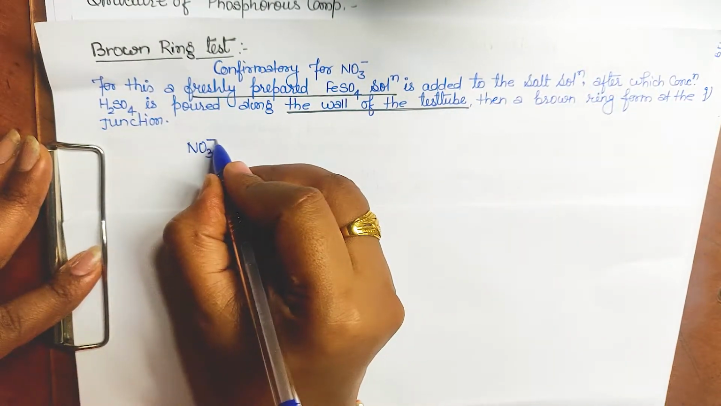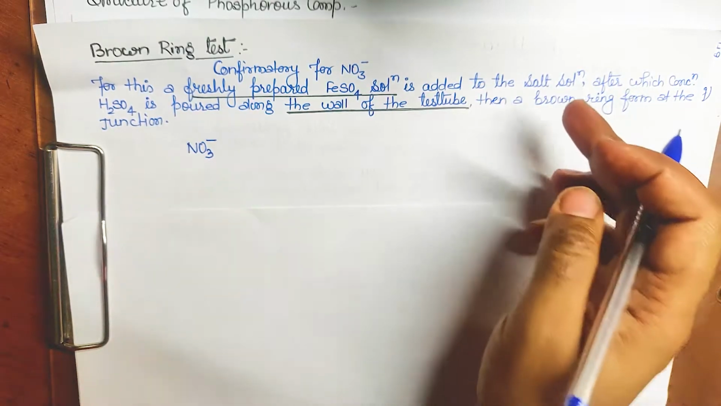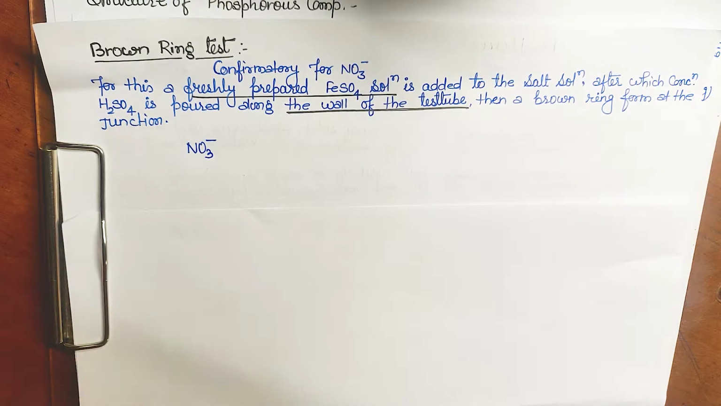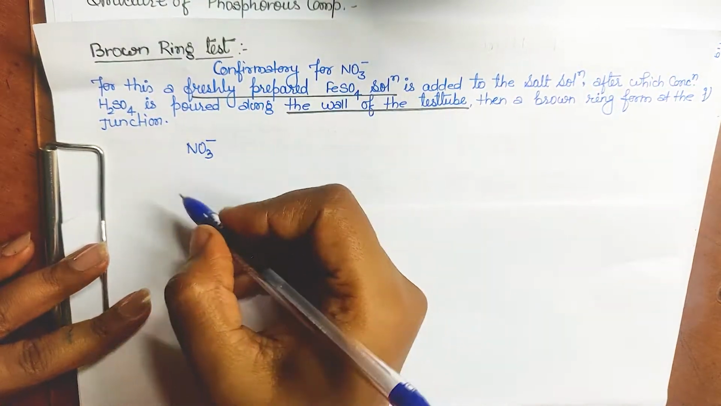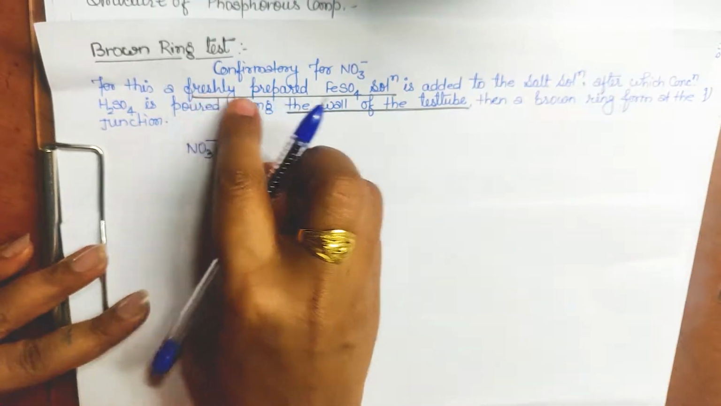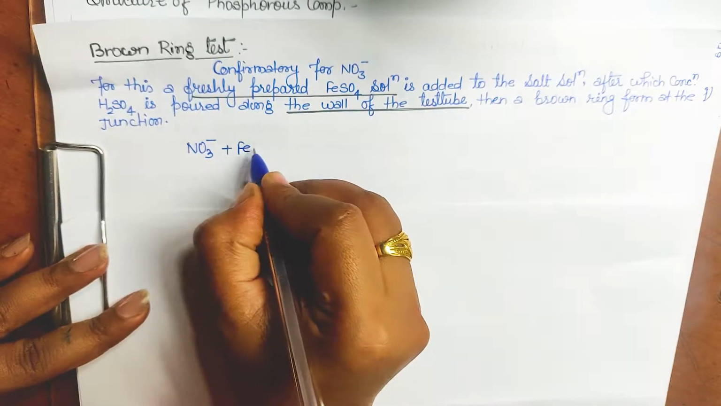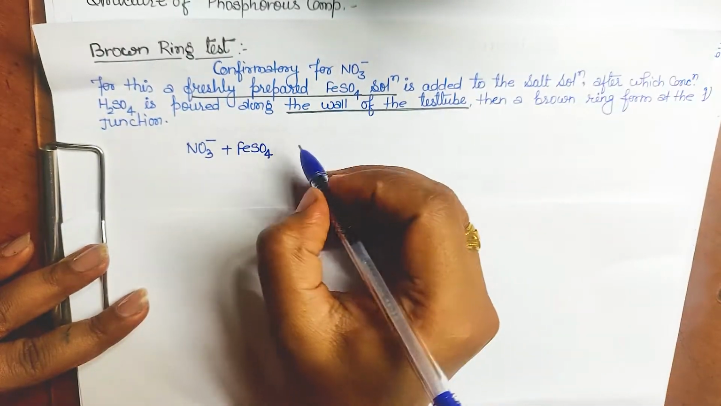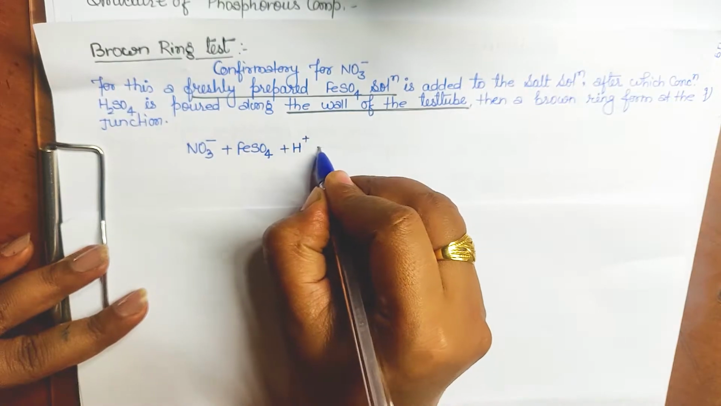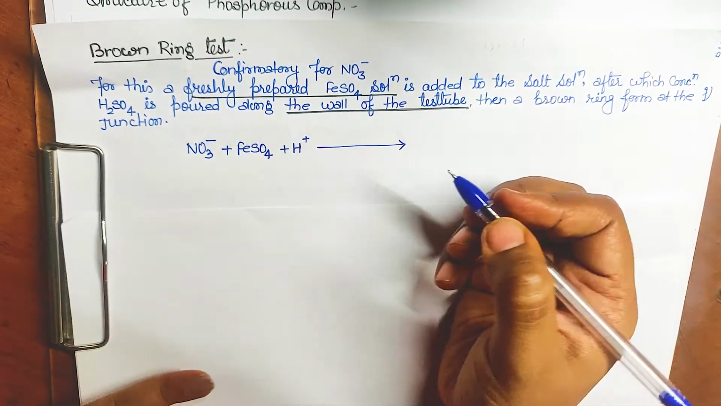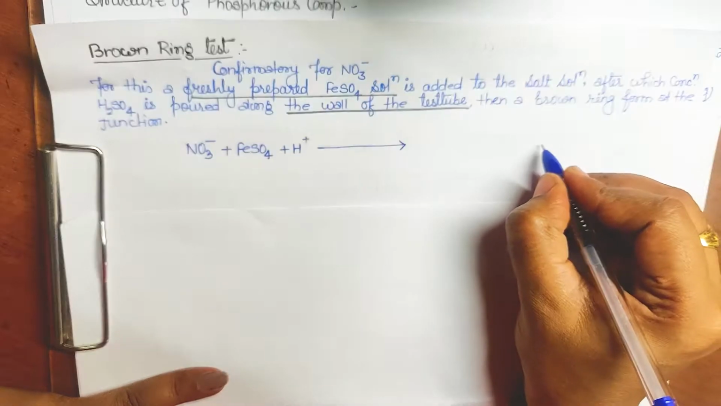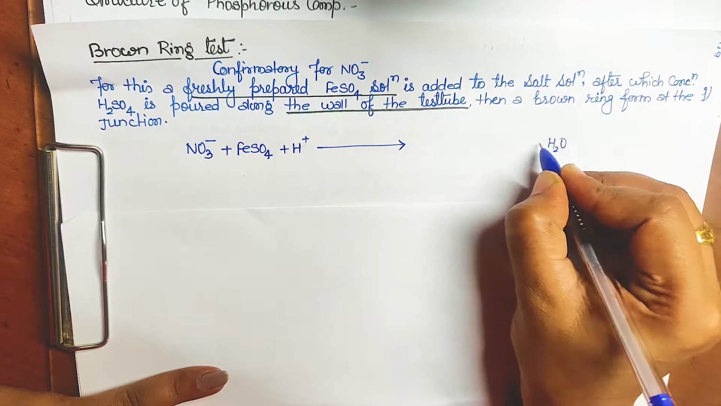This is NO3 minus, present in the salt solution we have taken, maybe lead nitrate, copper nitrate or zinc nitrate, we can take anything. So nitrate is there. I said freshly prepared FeSO4, so we will add this freshly prepared FeSO4 in the acidic medium, because we are adding the H2SO4 also. So now let me complete the equation. As I told you, this is H plus, that means it is an acid. So if it is acid, it will give you water for sure.